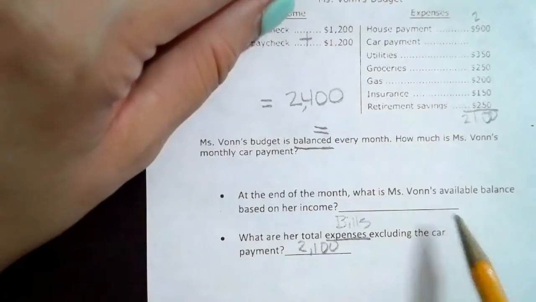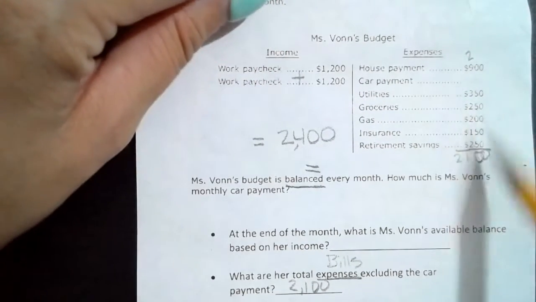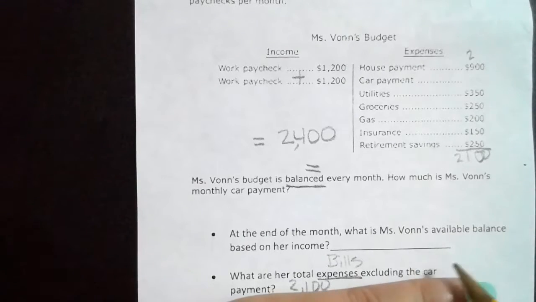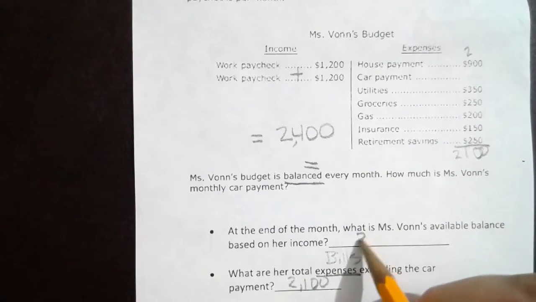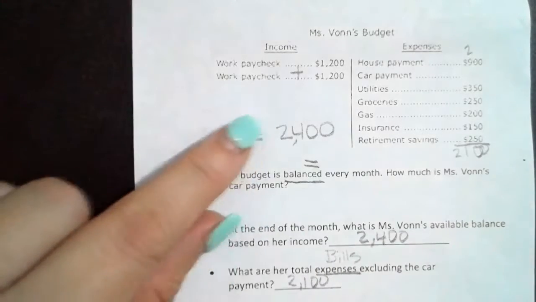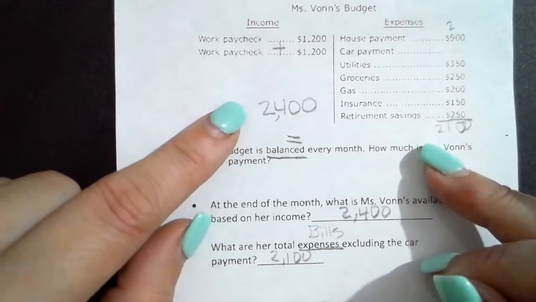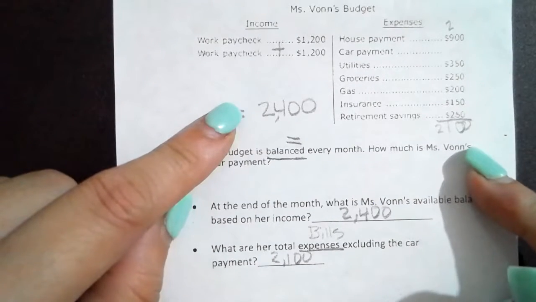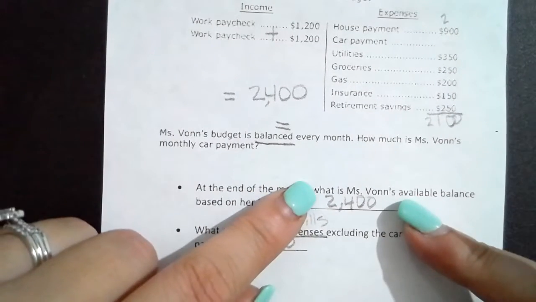At the end of the month, what is Miss Vaughn's available balance based on her income? Well, excluding her car payment, because I don't know. So let's back up. At the end of the month, what is Miss V's available balance based on her income? All she has to spend is $2,400. That's all the money she makes. So her bills cannot be more than her income. She's going to have to turn something off or get a cheaper car or not have cable, which she doesn't have over here.